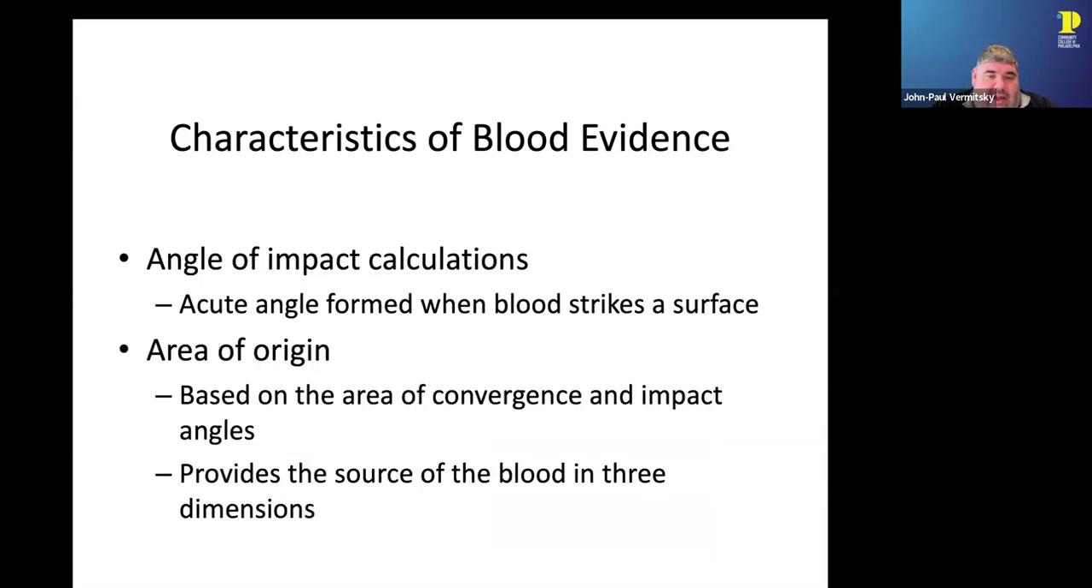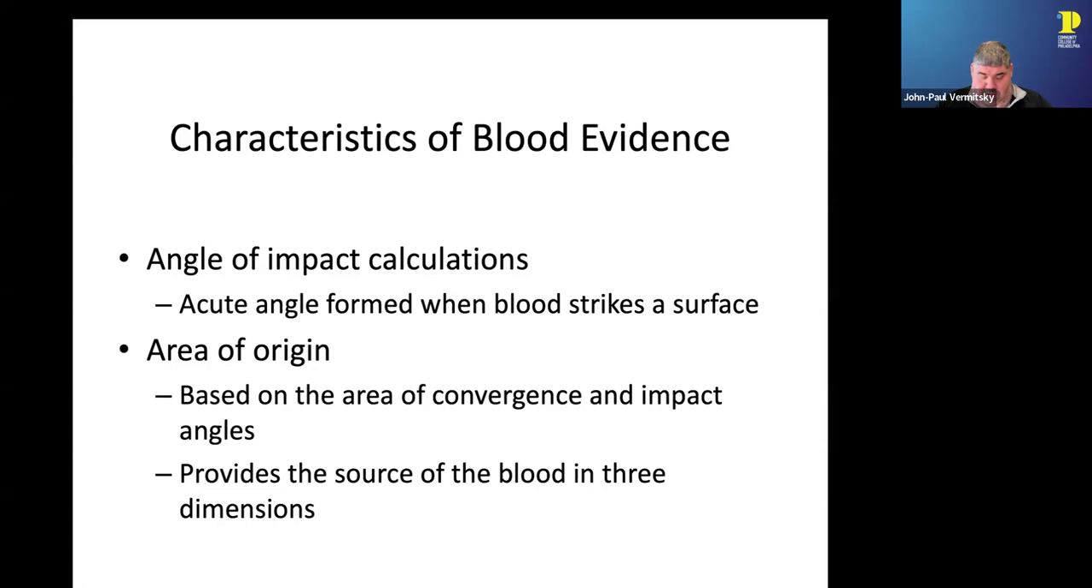The angle of impact calculations. An acute angle is formed when blood strikes a surface. With this, looking at the angle of impact, there are some calculations to figure out.